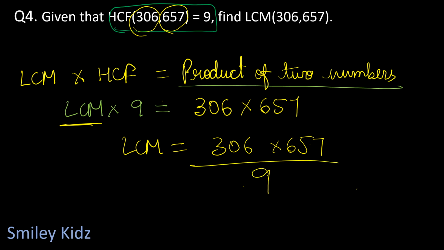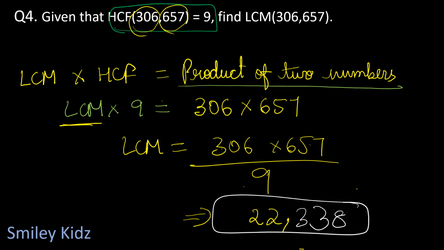You know what this will be equal to? This will be equal to 22,300. Wait a second. It is 22,338. Therefore, the LCM of 306 and 657 is 22,338. As simple as that.